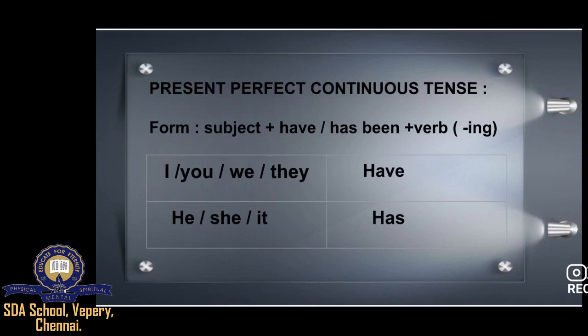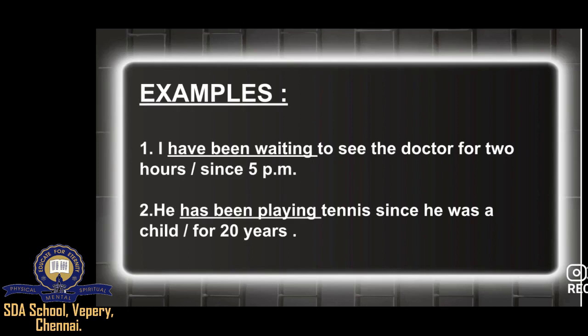If the subject is I, you, we, they, we use have. If the subject is he or she or it, we use has. For example, I have been waiting to see the doctor for 2 hours. Here the subject is I plus have been plus verb with ing form. Waiting is used here.